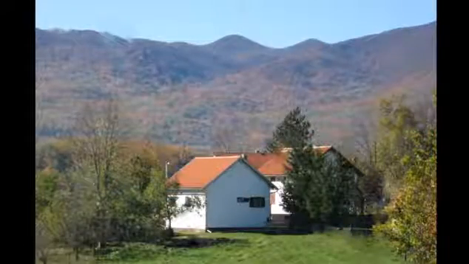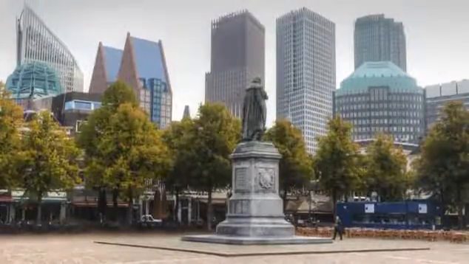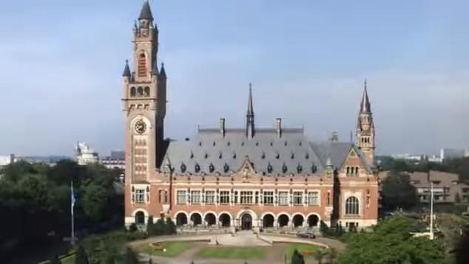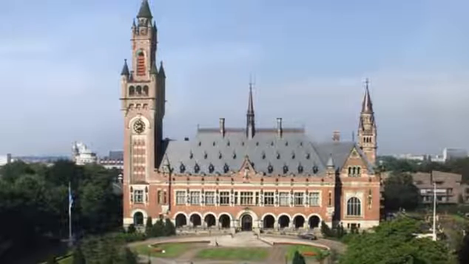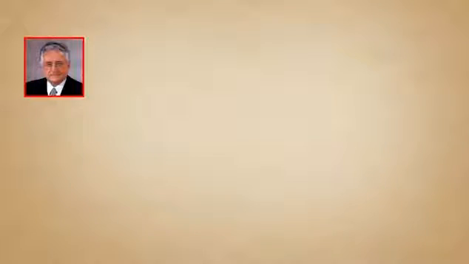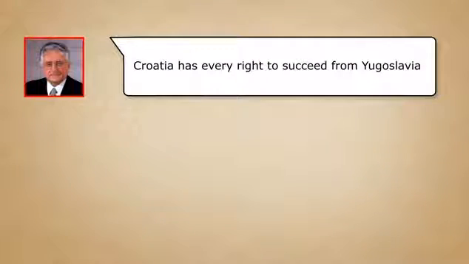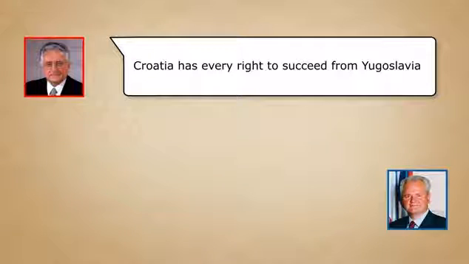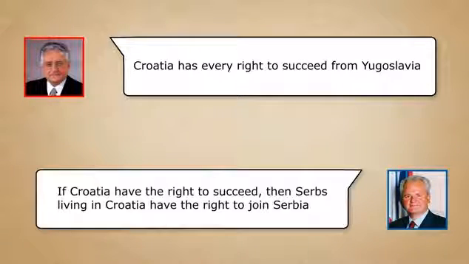Due to the escalating violence in Croatia, the presidents of all 6 republics were called to The Hague by the European Community to discuss possible peace plans. Croatian President Franjo Tuđman claimed that Croatia had every right to secede from Yugoslavia. Serbian President Slobodan Milosevic responded by saying that if Croatia had the right to secede, then Serbs in Croatia had the right to join Serbia.